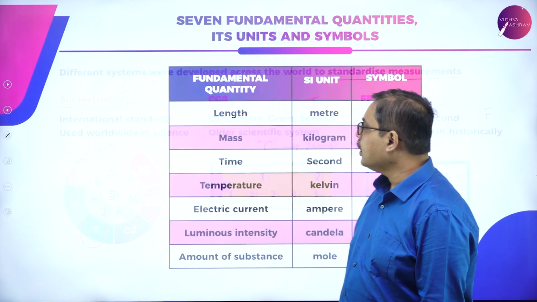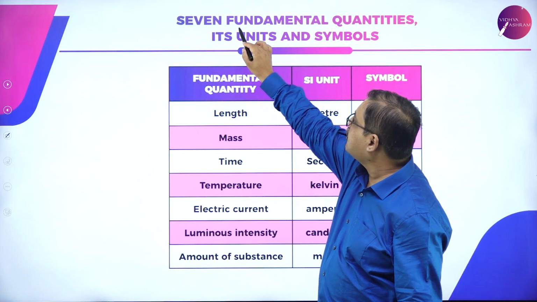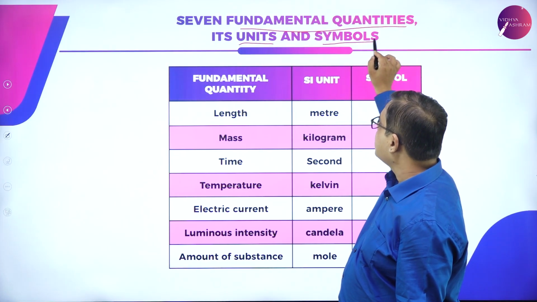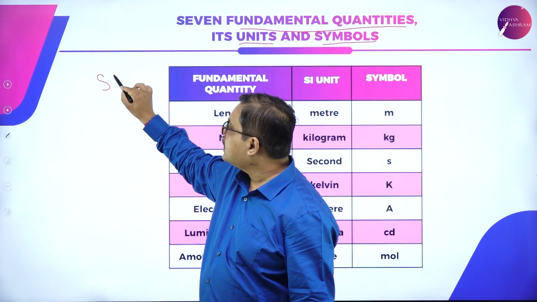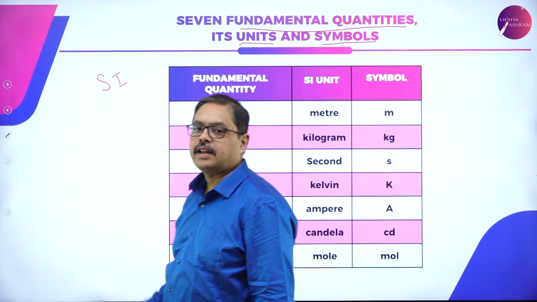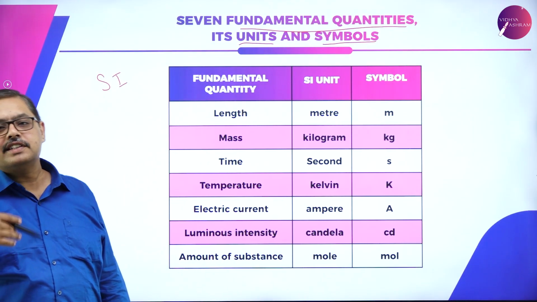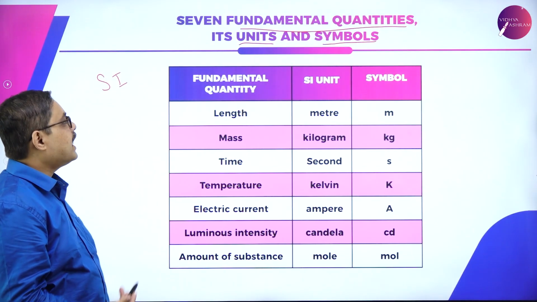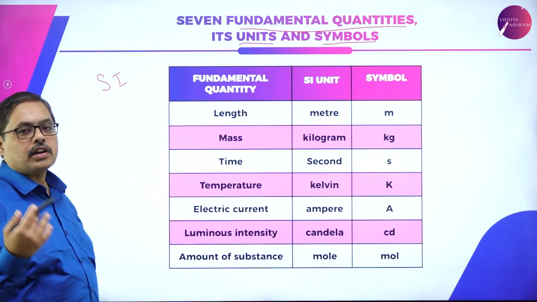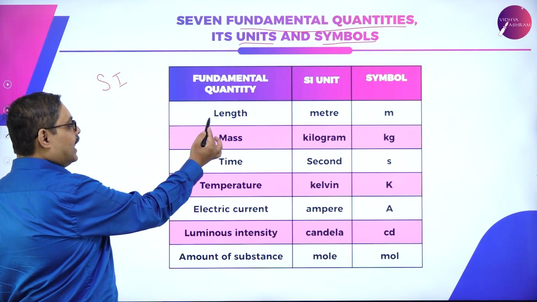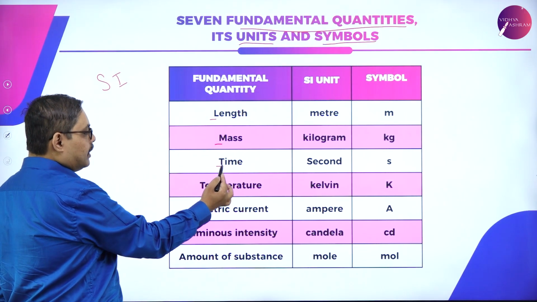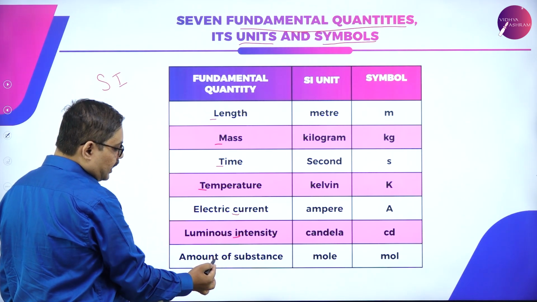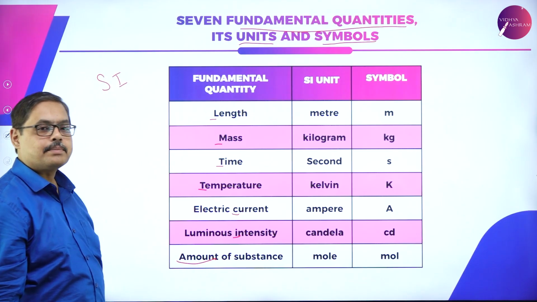Okay, moving on. Let us check what are the 7 fundamental quantities, their units and symbols according to the SI, Système International. Okay, according to the Système International, 7 quantities have been denoted as fundamental quantities. What are those fundamental quantities? Length, mass, time, temperature, electric current, luminous intensity, and amount of substance.